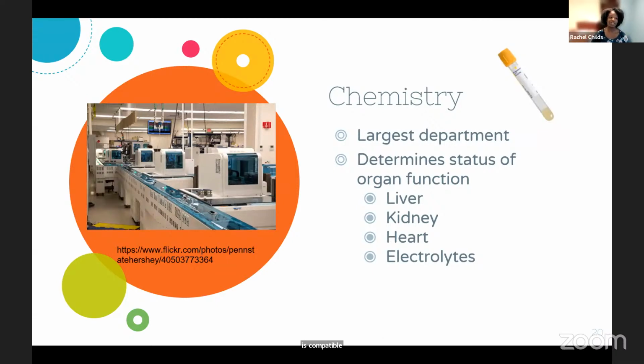The largest department for sure in any given laboratory, just because there's so many different tests that are performed under the chemistry department. Mostly your chemistry tests are going to determine your status of a specific organ. So we can do liver function tests, kidney function tests, heart function tests. We can also do electrolytes, like your sodium, your potassium, your chloride, just to make sure you're well hydrated, as well as all of those analytes are working properly and at their proper levels. There's so many different tests that can be performed under chemistry.